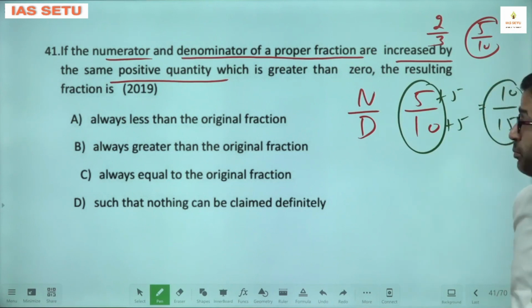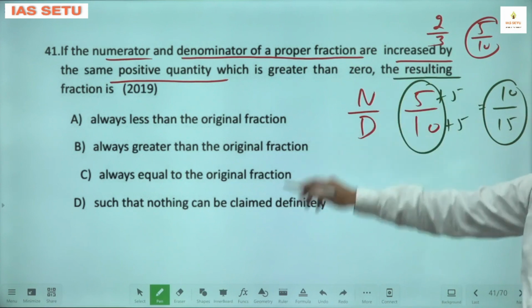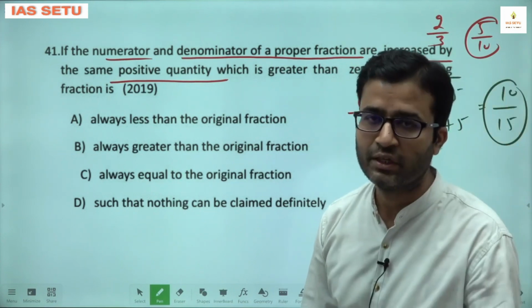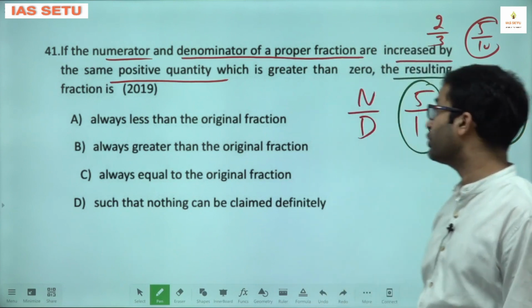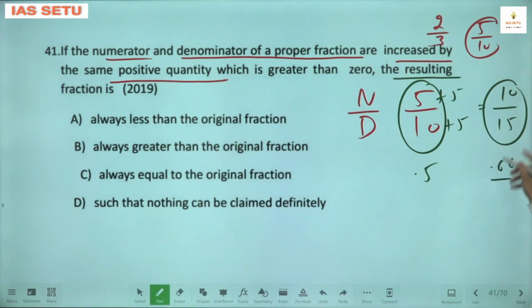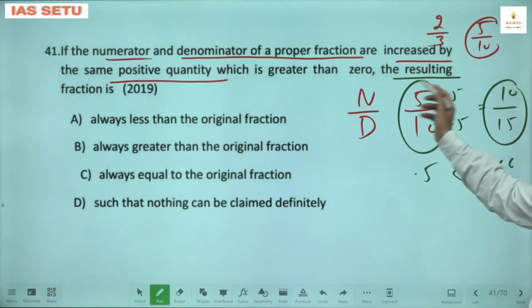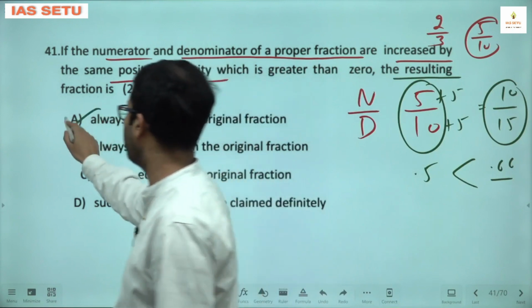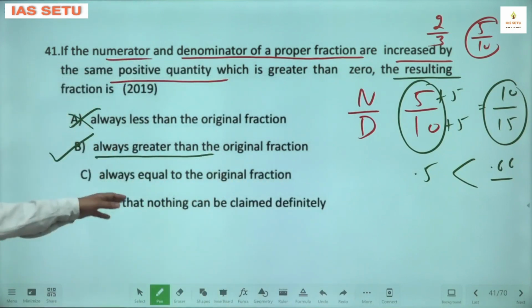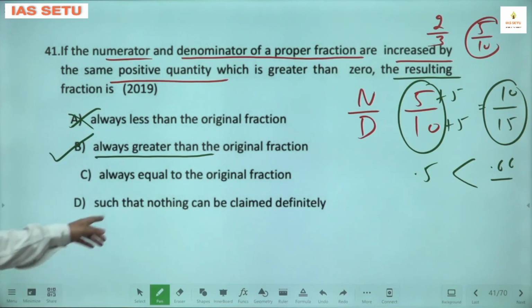But this fraction has to be a proper fraction. The resulting fraction is. I already covered in the class where I told you the comparison of fractions shortcut. But if you are not able to recall, you assume 5 by 10, it becomes 10 by 15. This is half, this is 0.66. So the resulting fraction will always be greater than the earlier fraction. The resulting fraction is always less than the original fraction? No. Always greater than the original fraction? Yes. Always equal to? No.